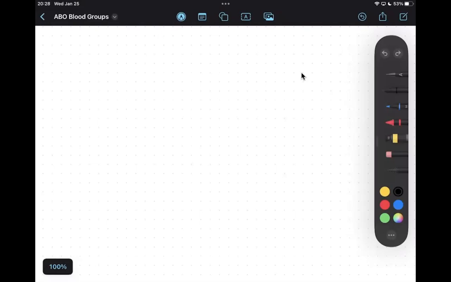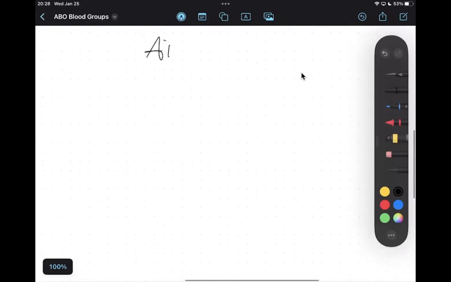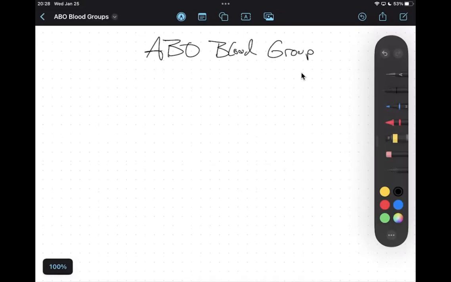So we know that we have something called an ABO blood group. What this ABO blood group is representing is the different types of surface antigens. We'll use the term antigen, which is a surface marker on the surface of different cells.